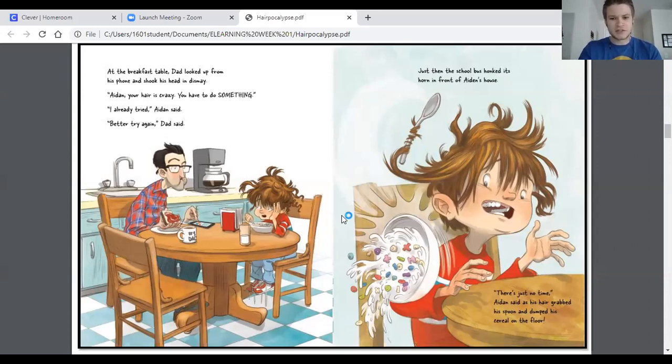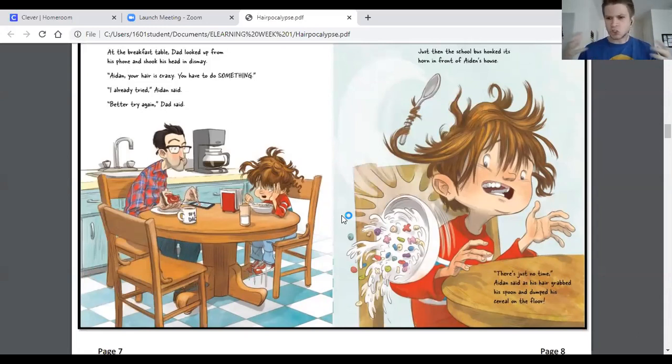So this is where we left off yesterday. Aiden is having a huge problem with his hair. His hair is just so messy. His hair is just causing him this big problem. And one of the things that's happening is it knocked his cereal bowl over. Well, let's see what happens.